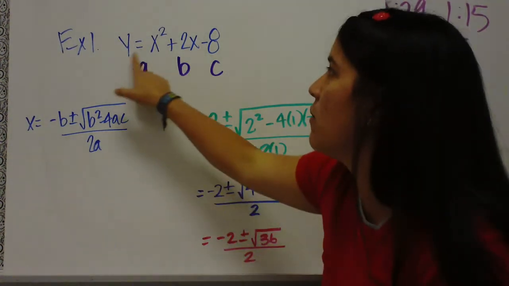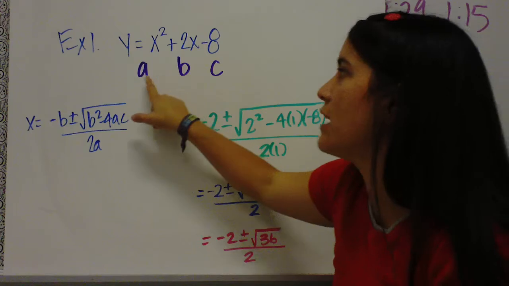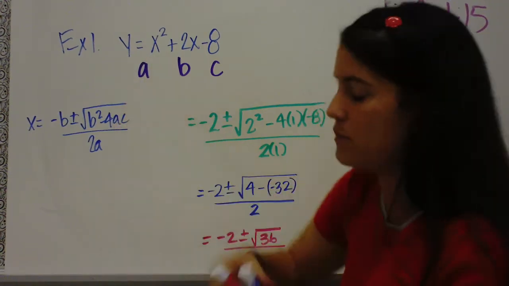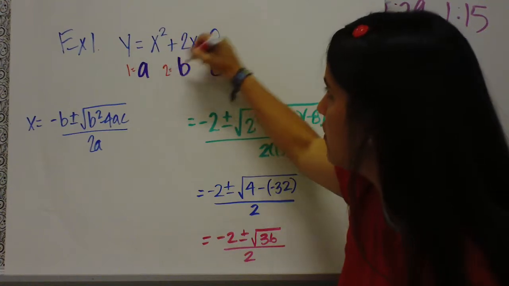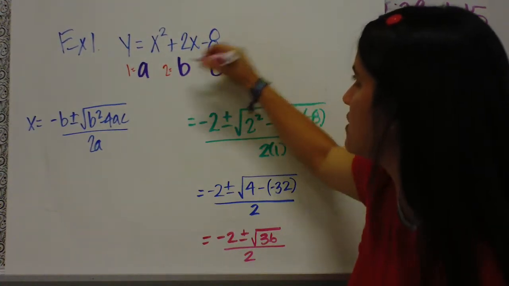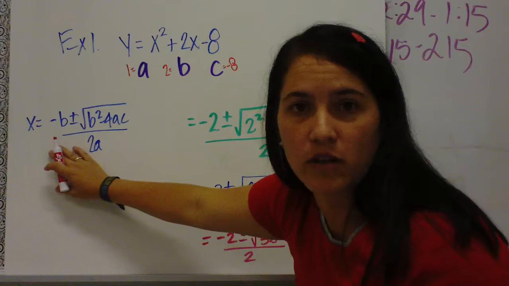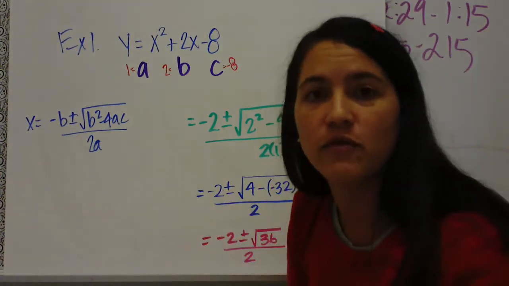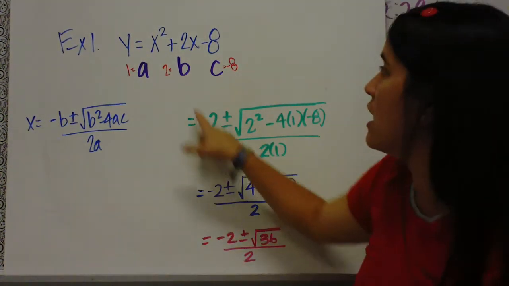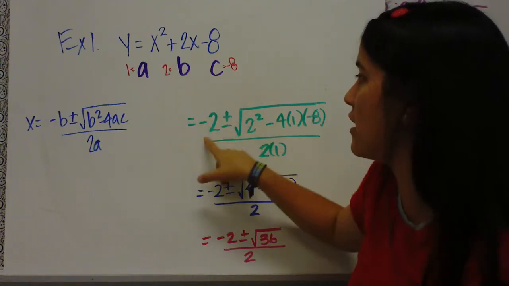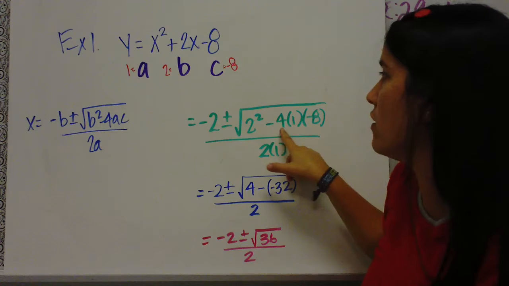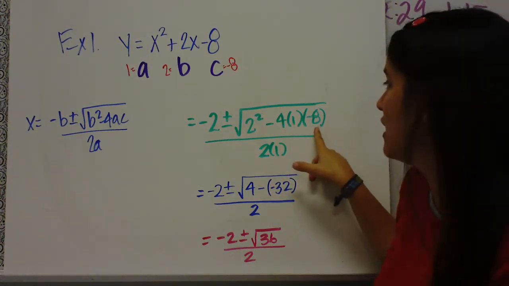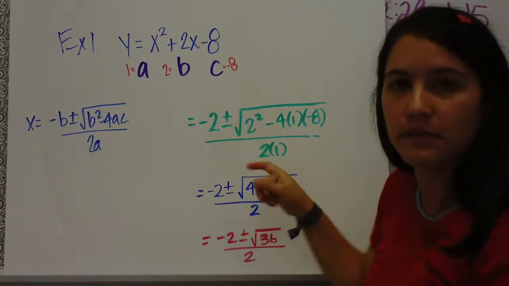So example 1. y equals x squared plus 2x minus 8. You see I've identified my a is 1, my b is 2, and my c is negative 8. And here's my formula, the quadratic formula. All I've done is put my values in. My negative b is negative 2. b squared is 2 squared, minus 4 times a times c, all over 2 times a.